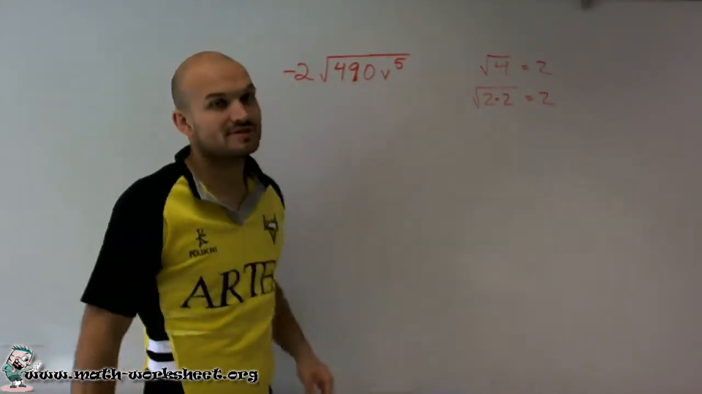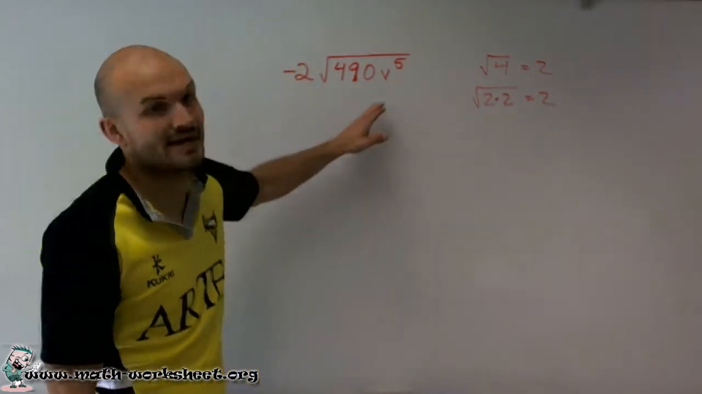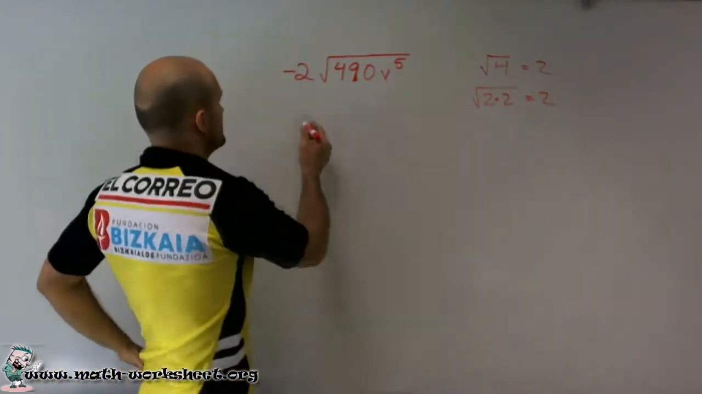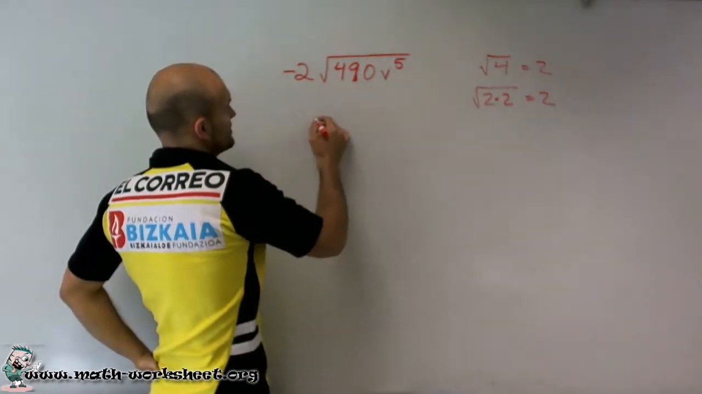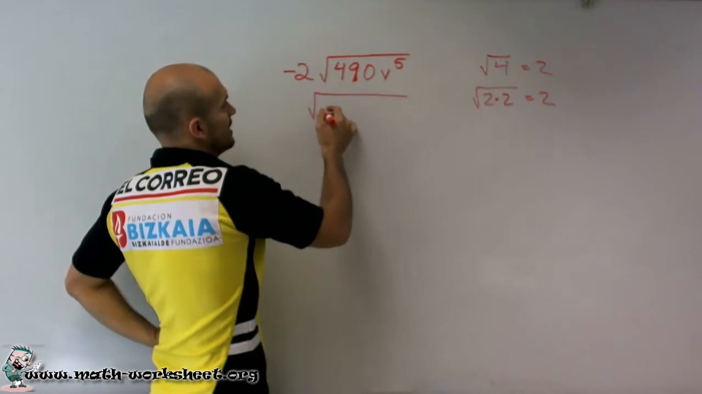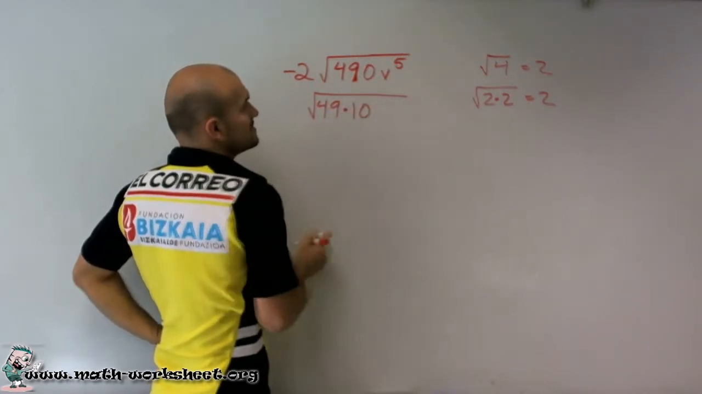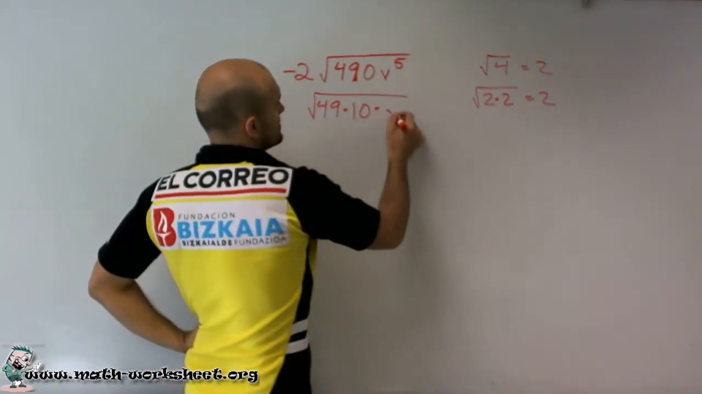Well, thankfully, since it ends in a 0, I can see that 10 is going to go into it. So let's just rewrite this here. This is all under the radical. So I can rewrite this as 49 times 10 times v to the 5th.